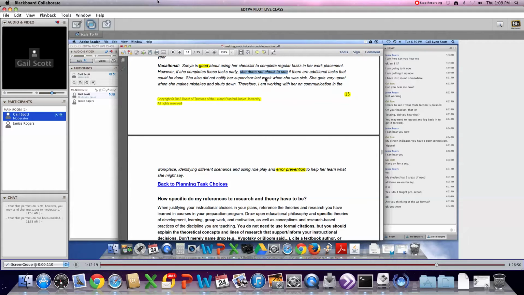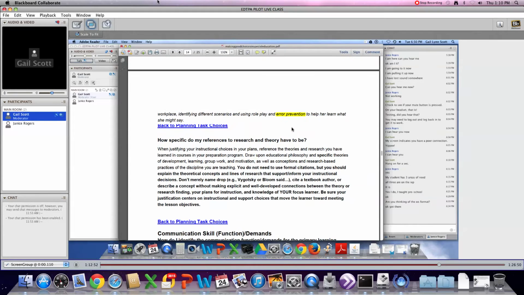Did not notify her supervisor last week when she was sick. That's communication. Okay, I'm liking that. Gets very upset when she makes mistakes and shuts down. That's a communication issue. Okay, because someone's communicating with her and her reaction to the information she has received is inappropriate. So therefore, planning this is good. But, okay, I already went over it. I don't need to say it again.